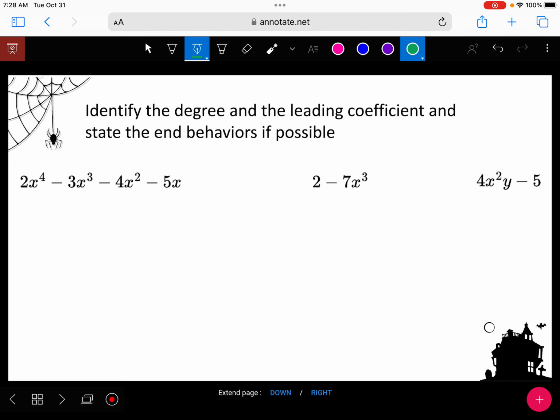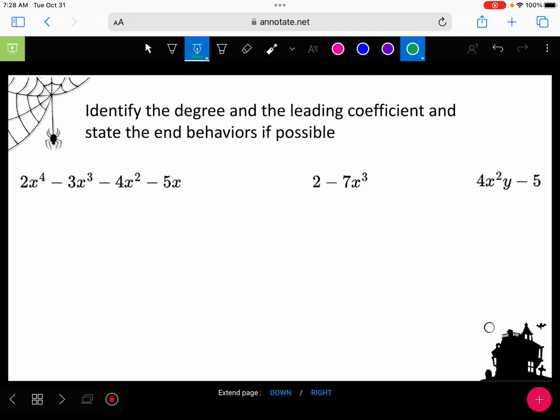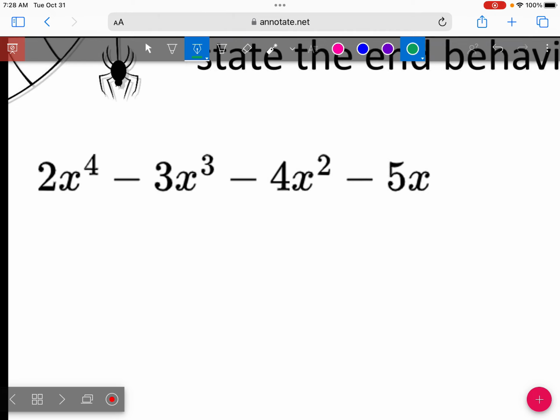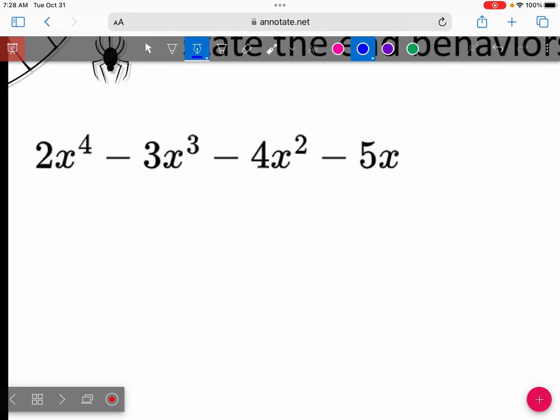Okay. So what we're going to do with these is identify our degree, identify our leading coefficient, and if we can, state our end behavior, just like we did yesterday. So what we're looking for, and I'm going to zoom this one in so we can see it. There we go. So this is our first one. So this is a polynomial.